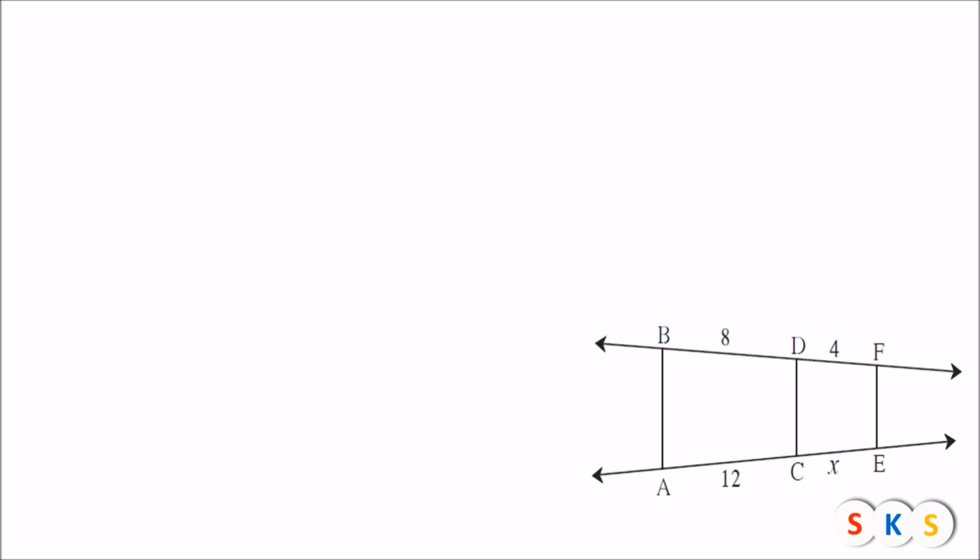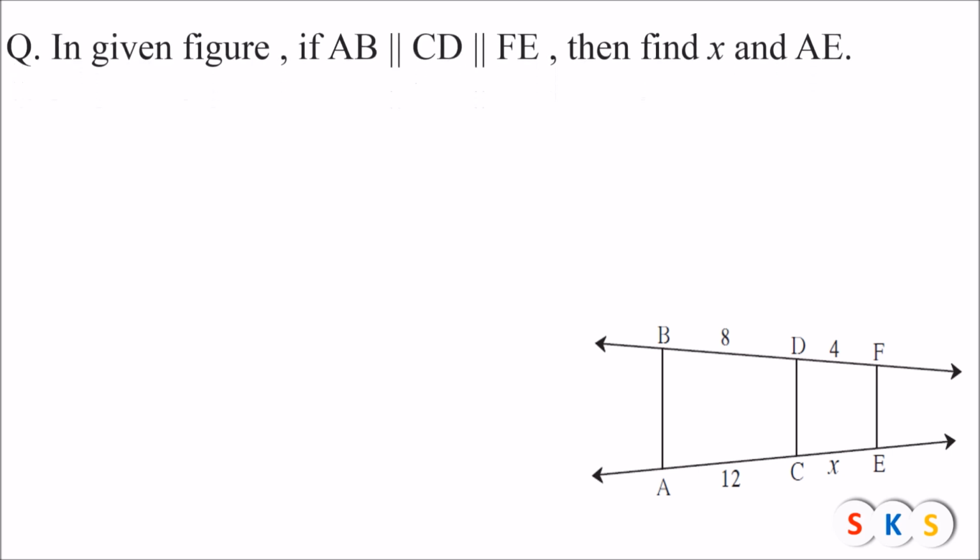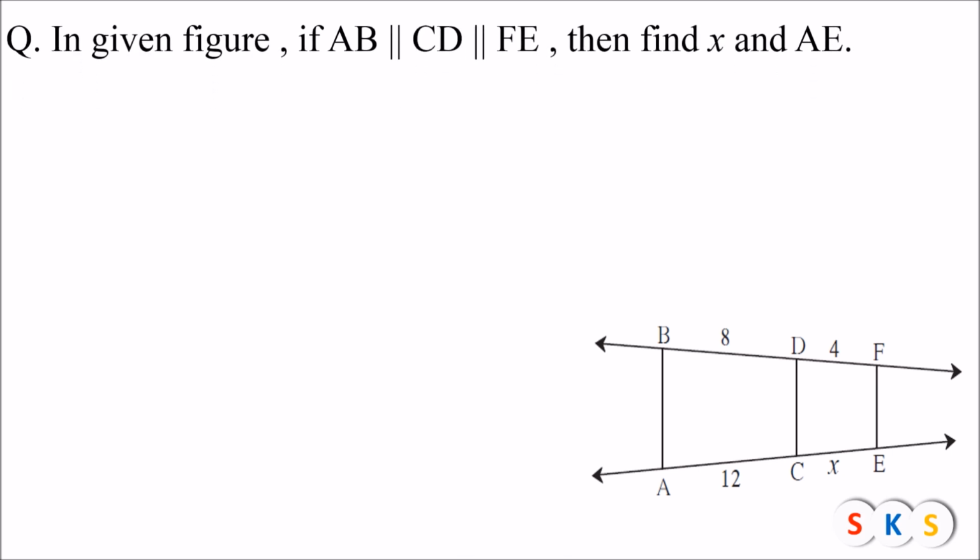Now we will see some questions based on the property of 3 parallels and their transversals. Here we have the first question. In this figure, AB is parallel to CD, which is parallel to FE. Then find x and AE. You can see that in this figure there are 3 parallel lines, so we are going to use the property of 3 parallels and their transversal.